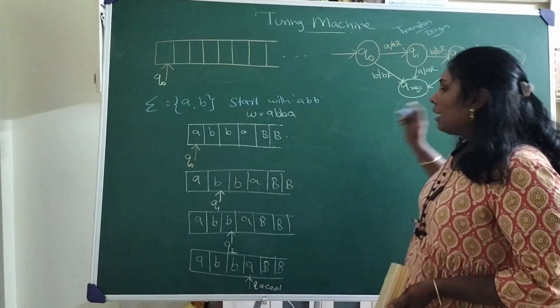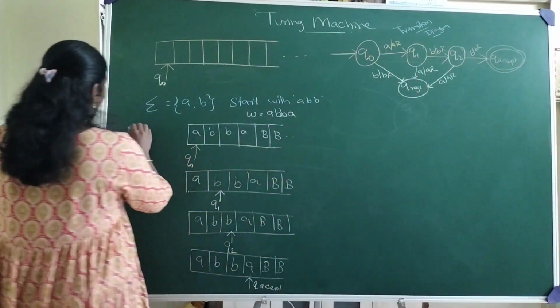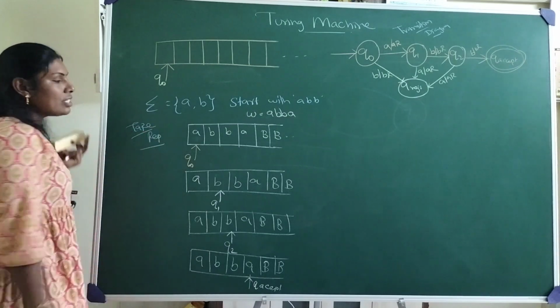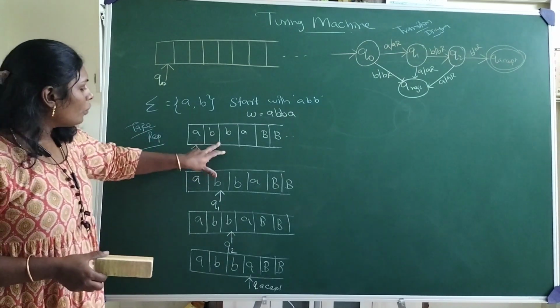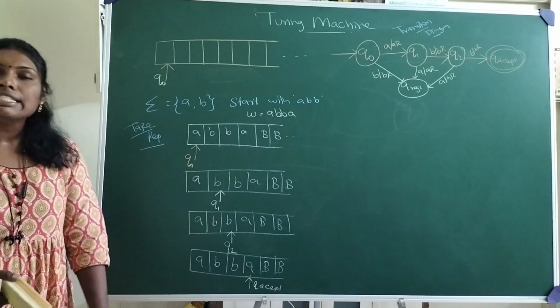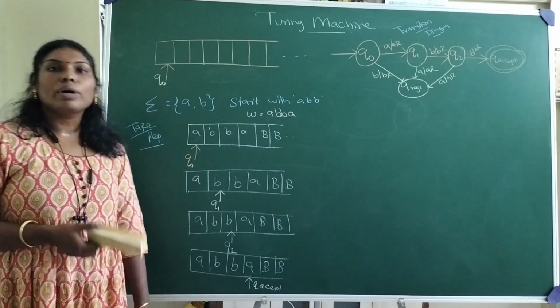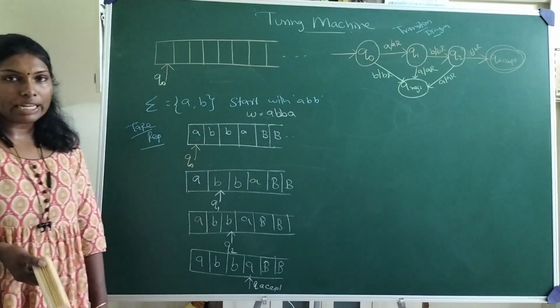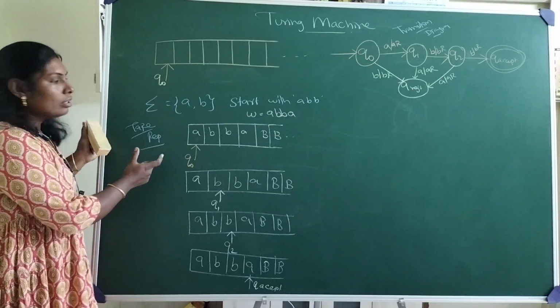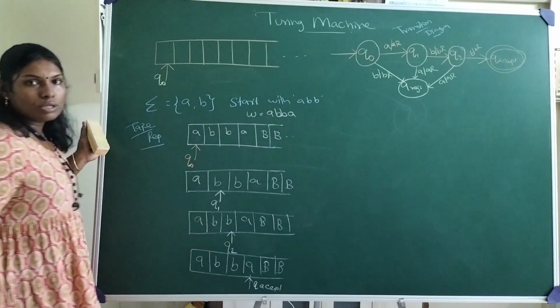Transition diagram, and this way of representation is called tape representation. Tape representation denotes step by step how your tape structure looks. And there is one more thing called instantaneous description, like you had for NFA, DFA and pushdown automata. Instantaneous description is how your input, how your process looks at an instant.